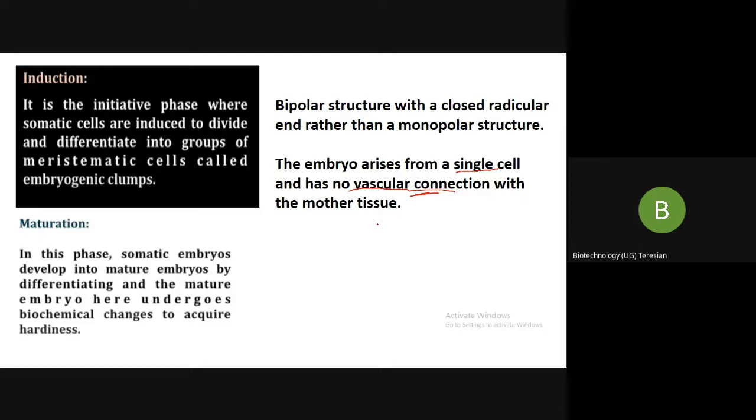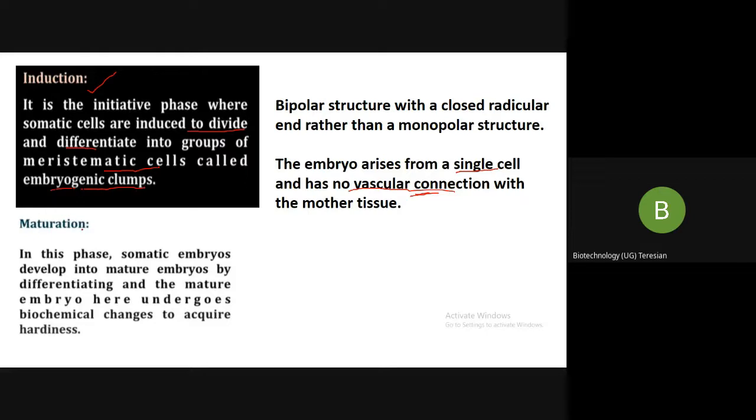So what is the first step in the formation of embryogenesis? It is known as induction. I'll explain to you how induction happens in the next slide. But do remember this: it is the initiative phase or the starting phase where your somatic cells are induced to divide and differentiate into a group of meristematic cells. Obviously, if your cells have to divide and differentiate, you require meristematic cells. Okay, and they divide and form embryogenic clumps.